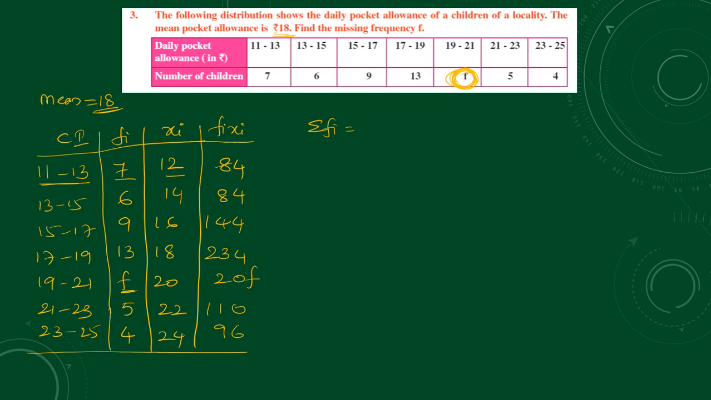So when you add sigma fi, 7 plus 6 13, 13 plus 13 26, 26 plus 9 35, 40, 44. So this becomes 44 plus f.